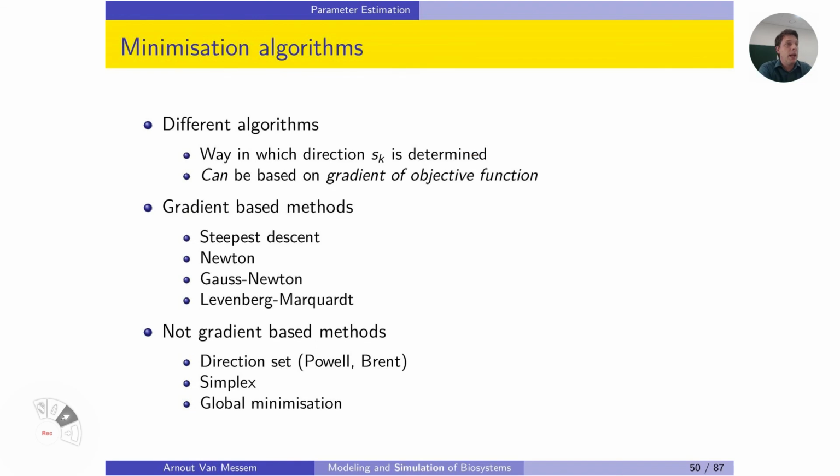There are different algorithms, and you can distinguish between two large groups of algorithms. A group which is gradient based, which uses the derivative to find the direction of optimization, and then a group which does not use this derivative. Within the gradient based methods we will see steepest descent, Newton, Gauss-Newton, and Levenberg-Marquardt. For non-gradient based methods we will look at direction set methods, Powell and Brent, the simplex method, and global minimization.